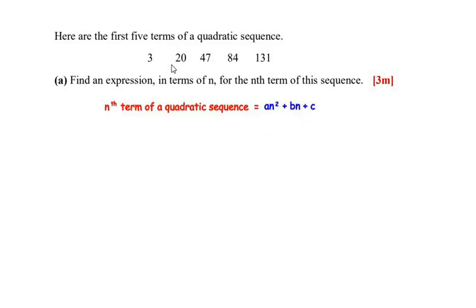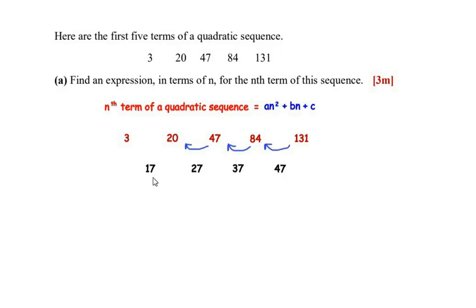So for this, let us concentrate on the given sequence. So this is the given sequence over here. And let us try to get a common difference between the terms given. So to find out the common difference, we are going to subtract the first term from the second term. So 20 minus 3 is going to give us 17. So here we have written 17. Now 47 minus 20 is going to give us 27. Now 84 minus 47 is going to give us 37. And 131 minus 84 is going to give us 47.